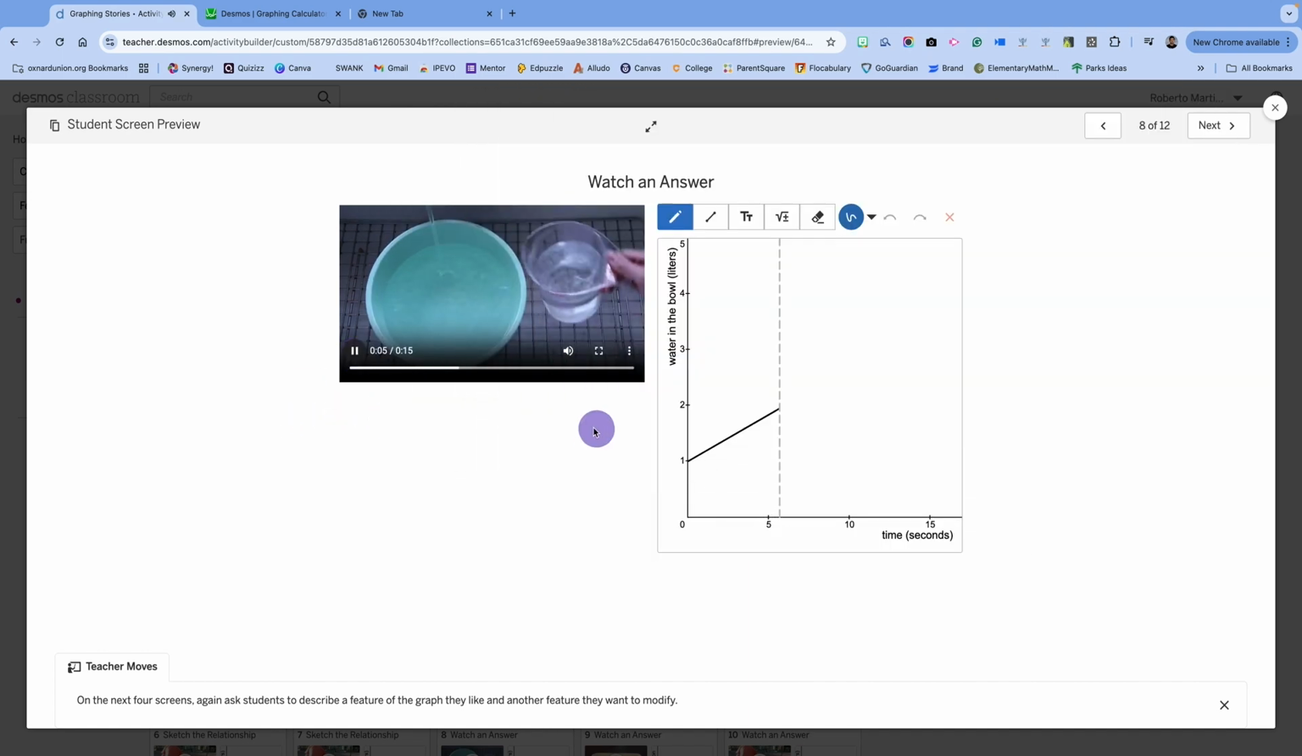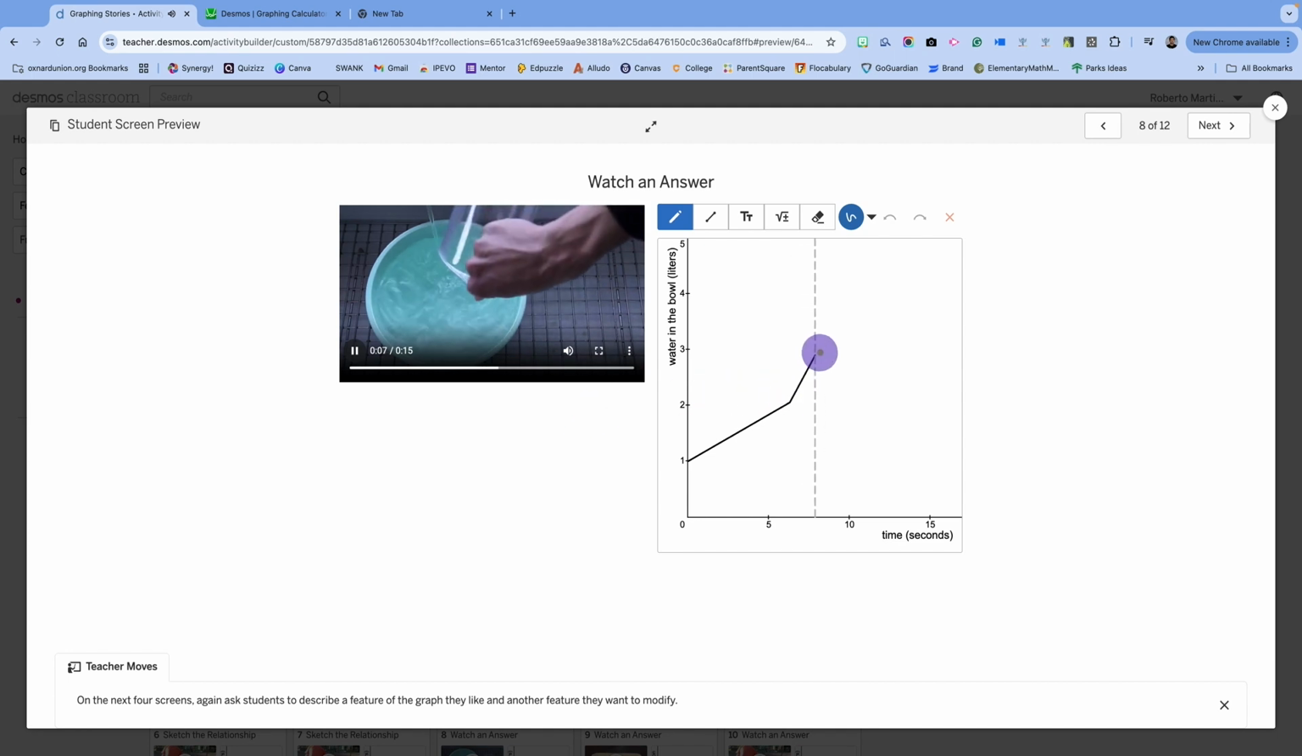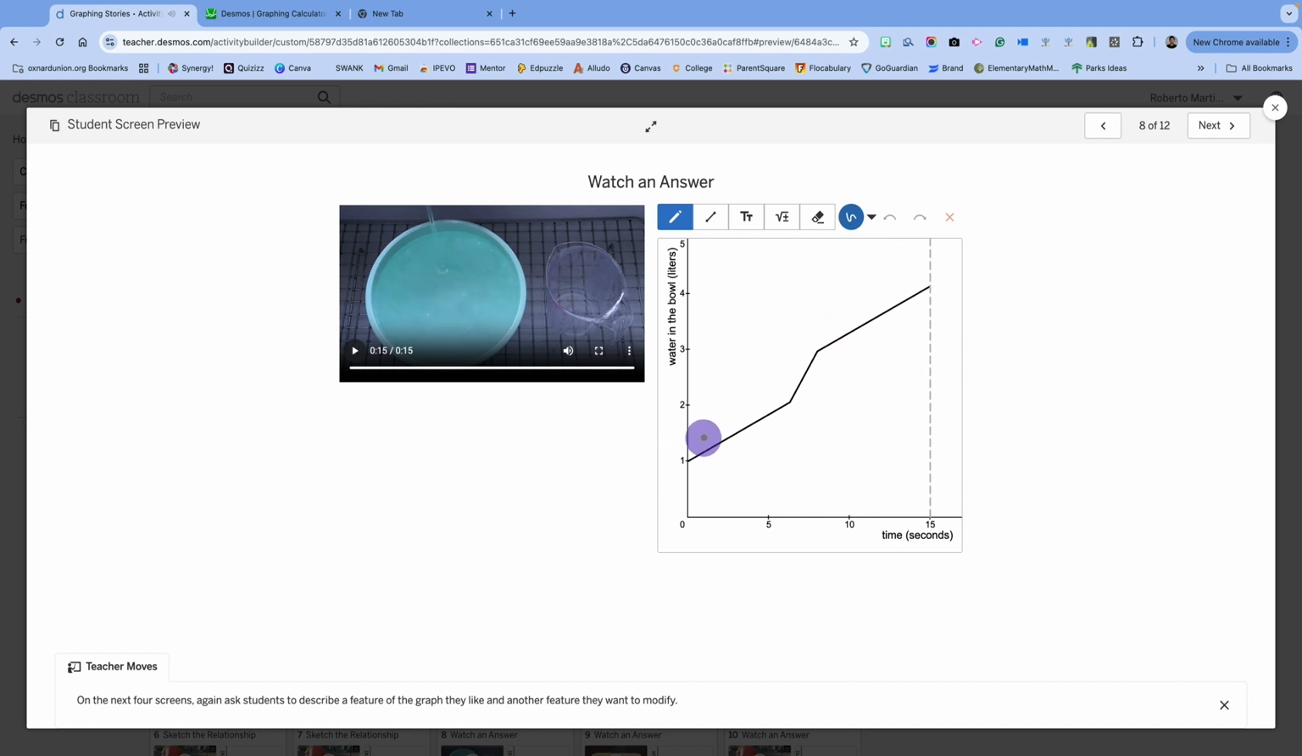But then they pour even more. And so there's some stuff going on. So 1, 2, 3. And there's actually not 4 things that happen on here. It's just 1, 2, 3. Let's take a look at the next one.